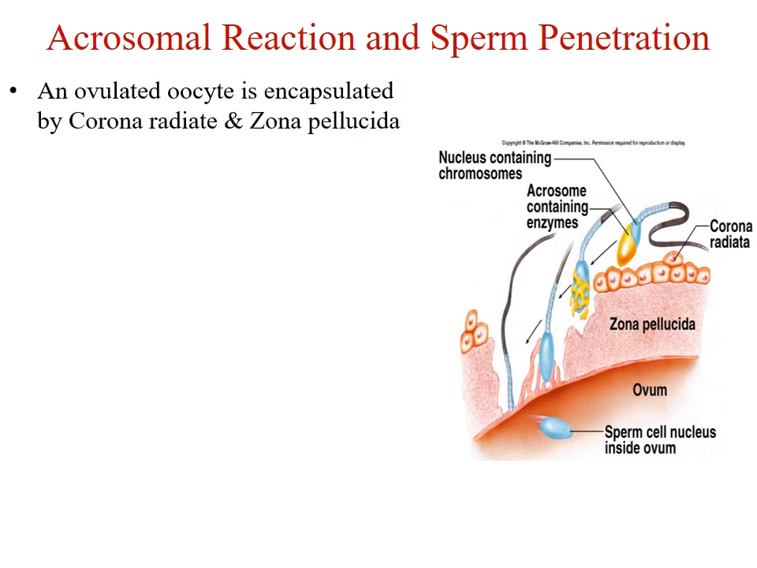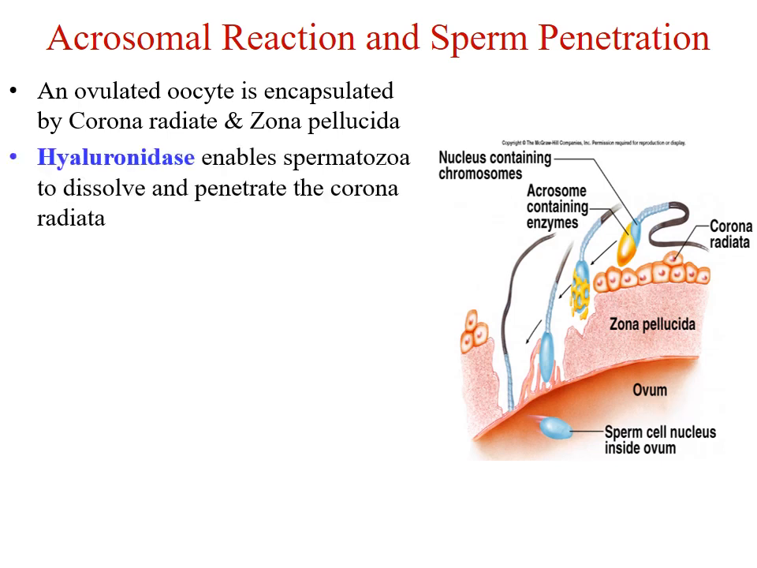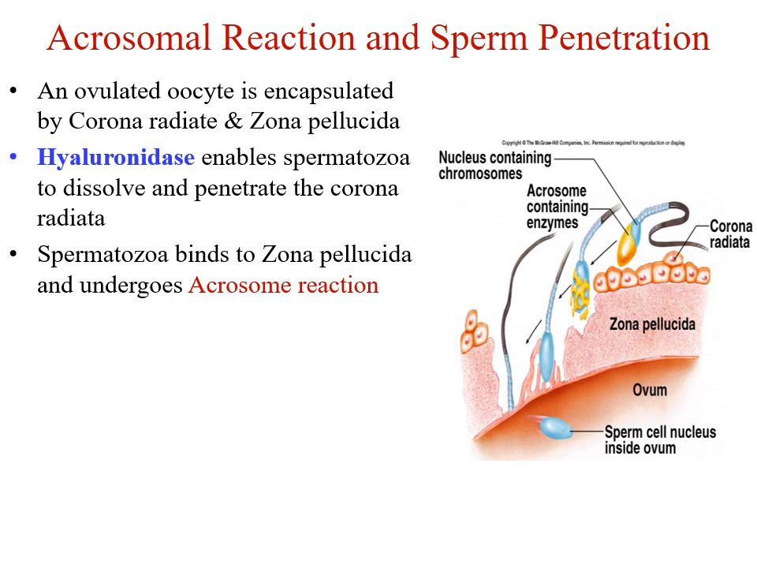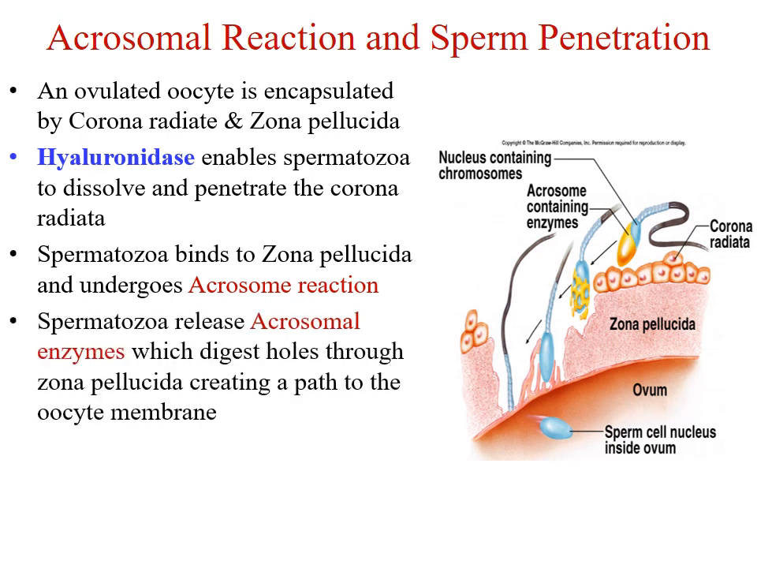An ovulated oocyte is encapsulated by the corona radiata and zona pellucida. Zona pellucida is the layer. Hyaluronidase is the enzyme that enables the spermatozoa to dissolve and penetrate the corona radiata. So this is the zona pellucida layer. Then the acrosomal reaction will happen, and finally the sperm nucleus, the head, will enter. Spermatozoa then bind to the zona pellucida and undergo the acrosomal reaction.